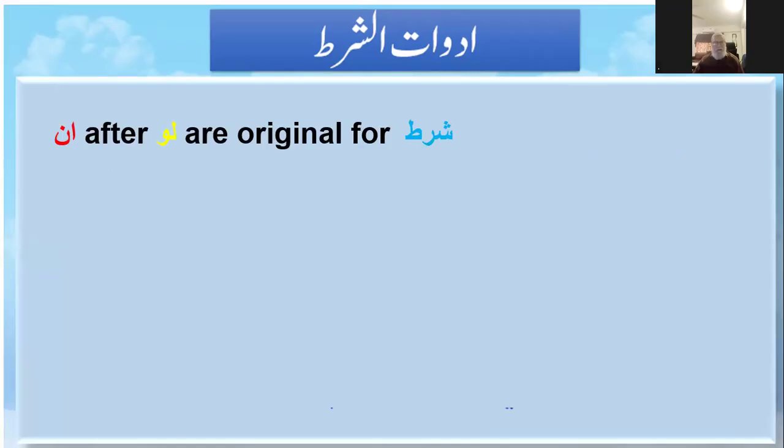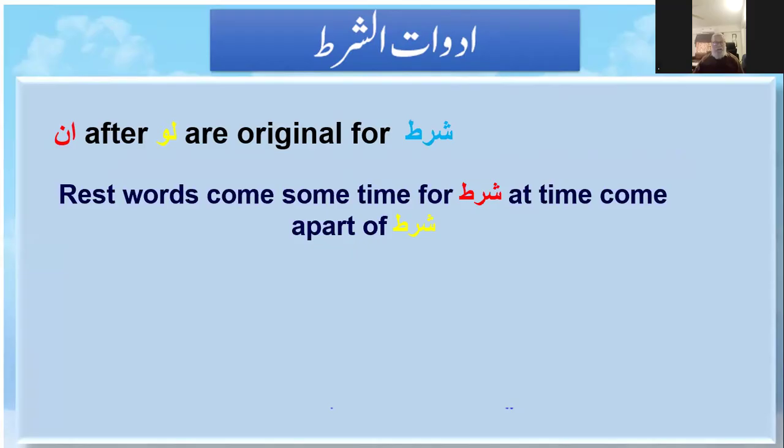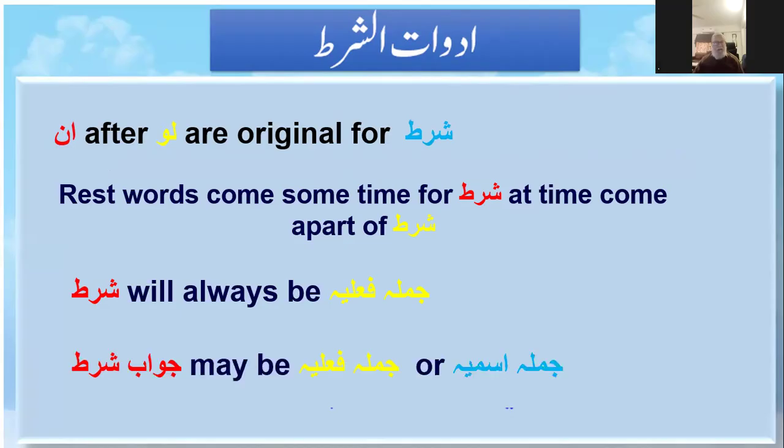In conditional sentences, the original words are shart. The rest of the words come after some time, at times as a part of the shart. Shart will always be jumla fi'liya, and jawab shart may be jumla fi'liya or may be jumla ismiya. Now it's an important point to note. The shart is always jumla fi'liya, and the jawab shart may be jumla fi'liya or even jumla ismiya.